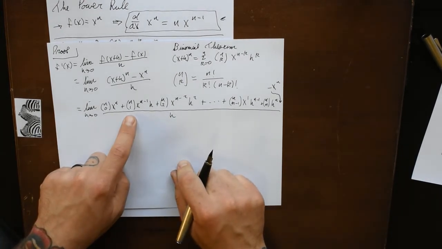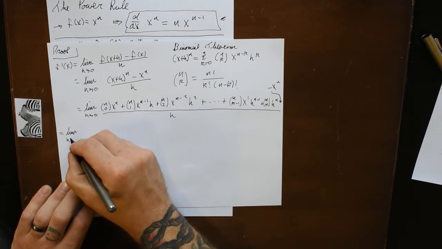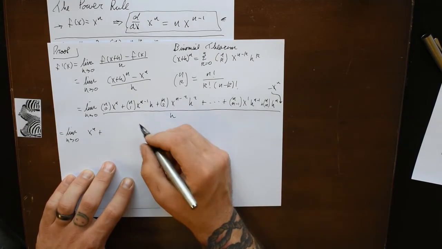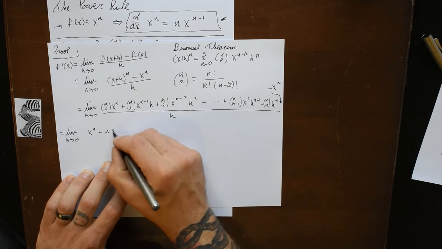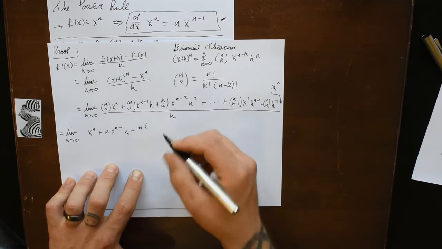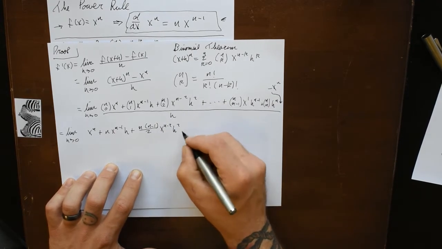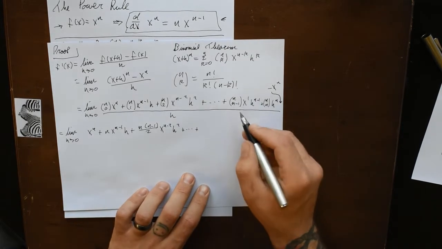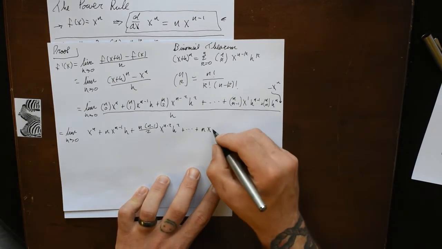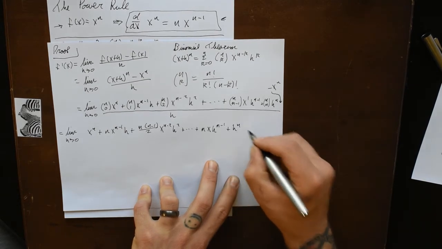And so now we're going to expand some of these and we're going to do some simplification. This is going to be equal to the limit as h goes to 0. N choose 0 is equal to 1, so we get x to the n plus n choose 1, which is n, x to the n minus 1 h plus n choose 2, which is n times n minus 1 all over 2, x to the n minus 2 h squared plus some ellipses plus n choose n minus 1, which is also just n, x to the 1, h to the n minus 1, n choose n is equal to 1, plus h to the n minus x to the n.